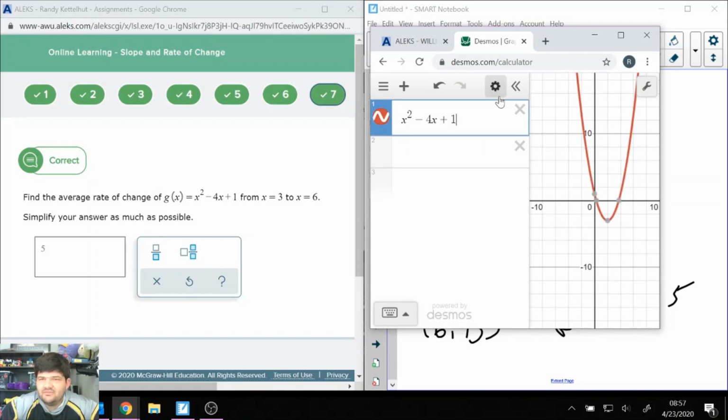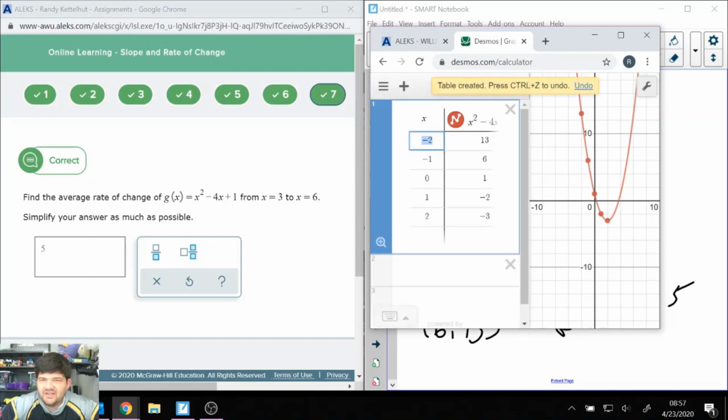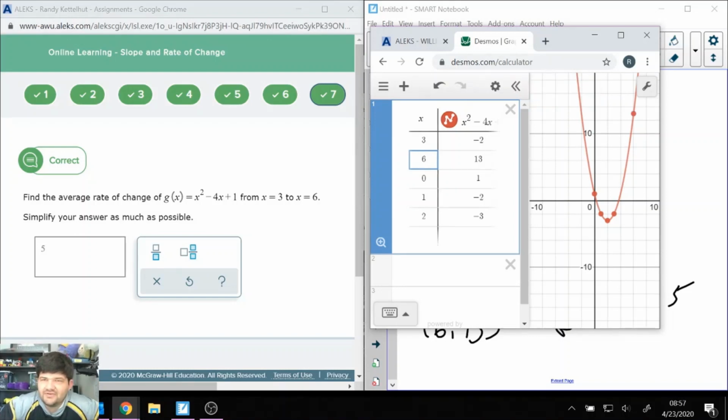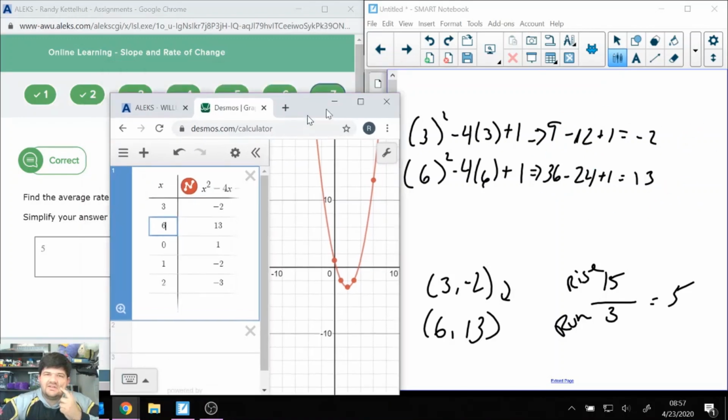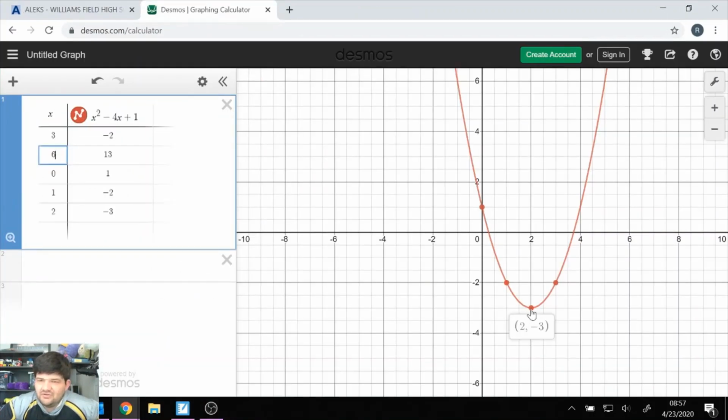So I think we can do this, convert it to a table, and then you have your 3 and your 6. And there's our 13 and negative 2. That's what we already saw, right? 13 and negative 2, 6 comma 13, 3 negative 2. So it gives you these points without having to do this math. And then to find the average rate of change, you could even graph it.